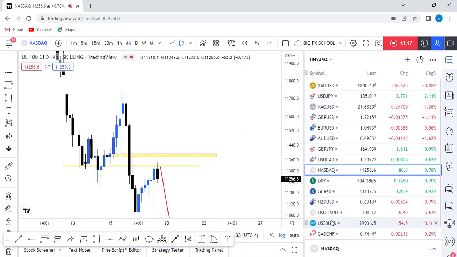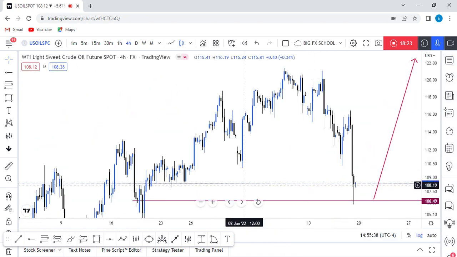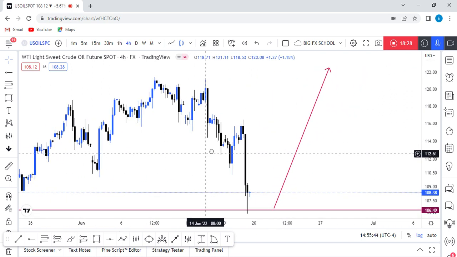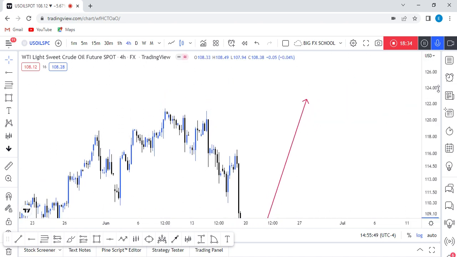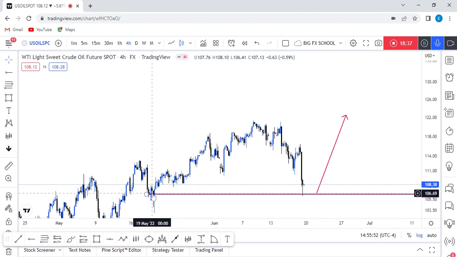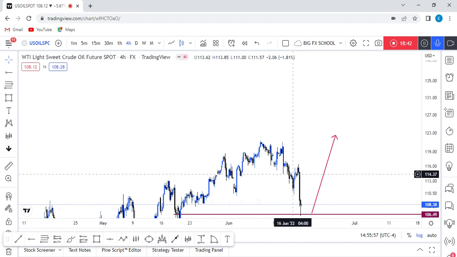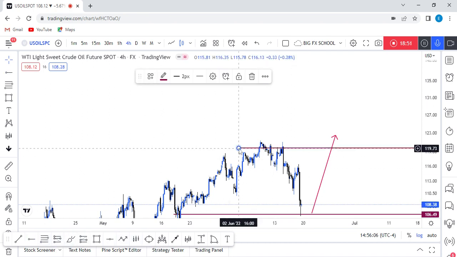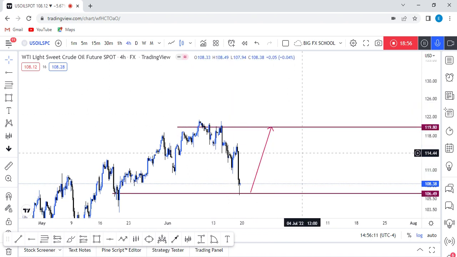To finish, let us see the oil. The oil is at my level, so I'm expecting to buy this US oil. If you are trading this kind of instrument, I think you know what to do here. You need to put your buy setup, and then your TP must be there. You must trade that zone.